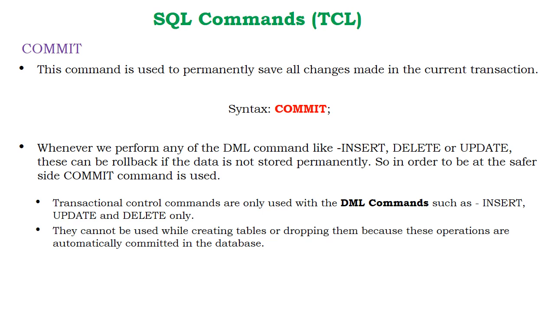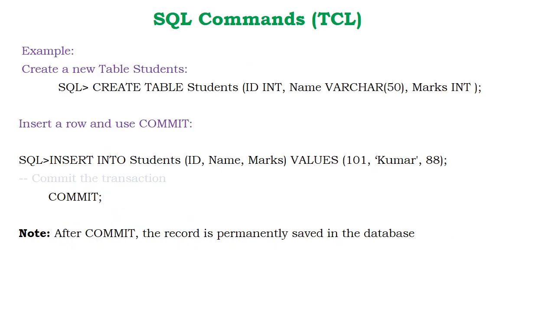Commit. This command is used to permanently save all the changes made in the current transaction. The syntax is commit. Whenever we perform any of the DML commands like insert, delete or update, this can be rolled back if the data is not stored permanently. So, in order to be on the safer side, the commit command is used. For example, first create a table using the DDL commands: create table, the table name student, followed by the attribute names. For example, ID is an integer, name is a varchar, and marks is an integer.